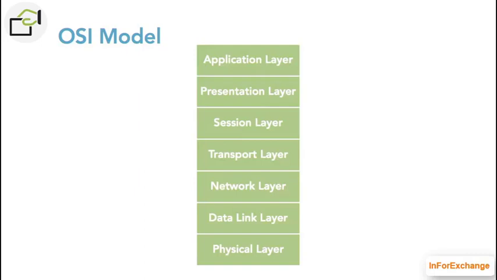The OSI model looks like this. The OSI model has 7 layers, and each one of these layers has a unique specific job, which we'll get into in more detail in following videos. Now, starting at top to bottom, we have the application, presentation, session, transport, network, datalink, and physical layers.